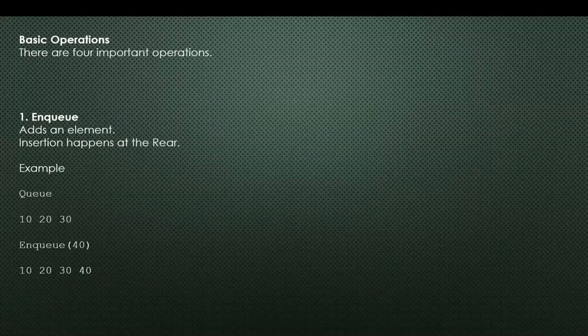Yes, there are four important operations of a queue. Number one is enqueue. Enqueue stands for insertion. When you call enqueue, you add an element. Insertion always happens at the rear end. For example, if the queue contains 10, 20, 30, if you call enqueue of 40, 40 gets inserted at the rear end. So the queue becomes 10, 20, 30 and 40.